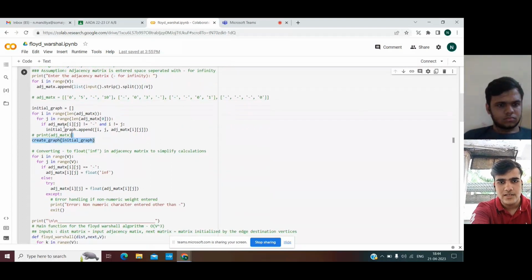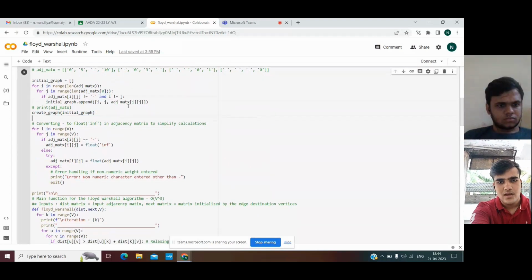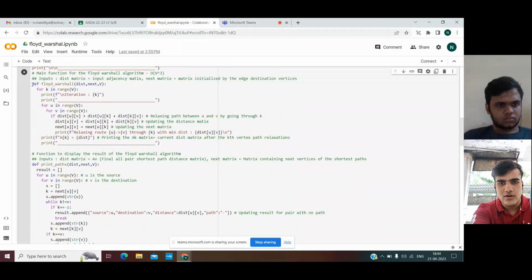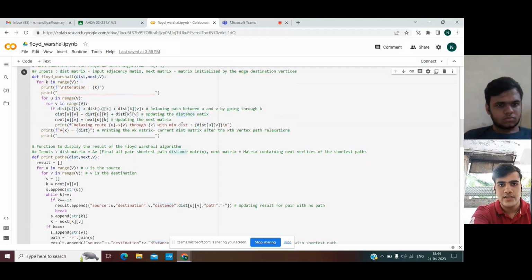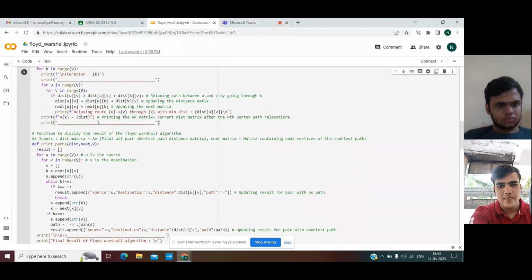Then we display the initial graph using the create graph method made using the NetworkX library. Then we convert the dash values to float infinity for simplifying the calculations. Then we move on to the main function of the Floyd-Warshall algorithm. Here we relax all the edges, all the shortest path pairs that are going through the particular K. This is done for V iterations. And finally, the distance and the next matrices are updated.